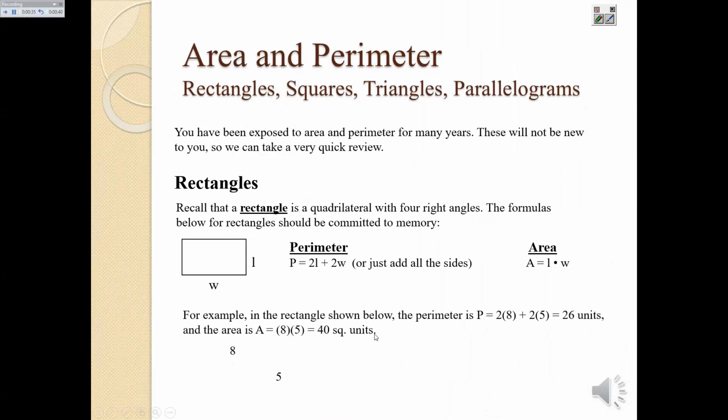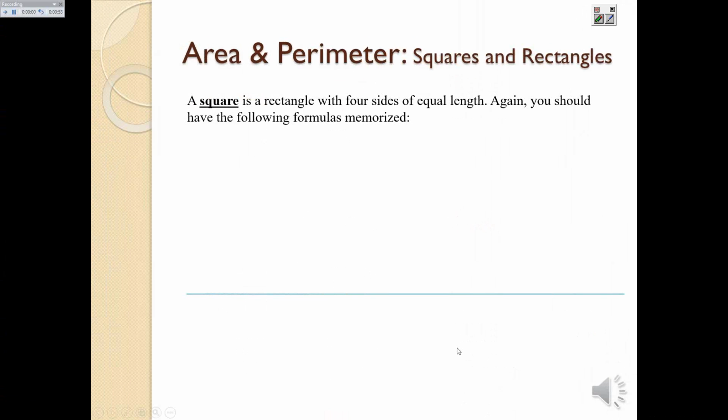If we have a rectangle and the perimeter P is 2 times 8, because I have this one, and 2 times 5 here and here, that equals 26. And the area, of course, is length times width, which would be 8 times 5, which would be 40.